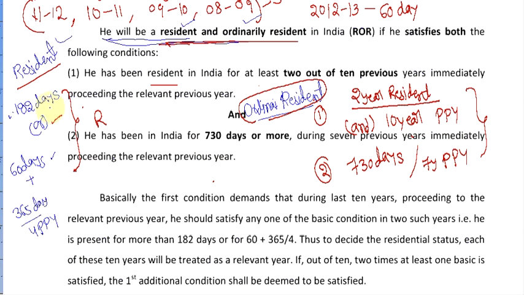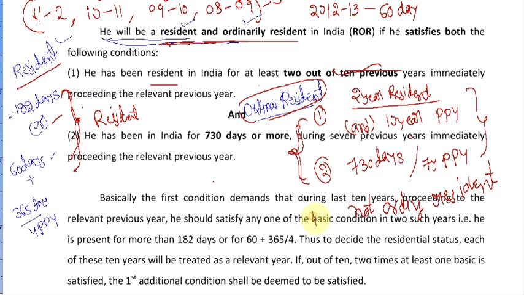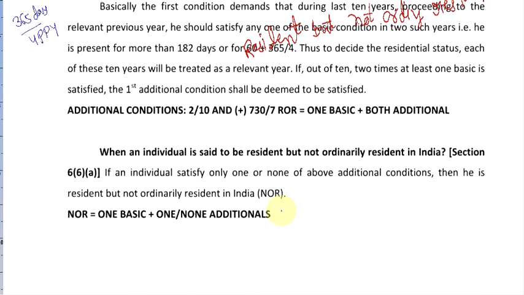For example, if he satisfied the primary conditions and not these two additional conditions, then he becomes a resident but not an ordinary resident. Understand? If he satisfied this, he becomes a resident. If he has not satisfied these two conditions, he will become a resident but not ordinary resident. That means he satisfied the resident conditions and not any of the additional conditions.